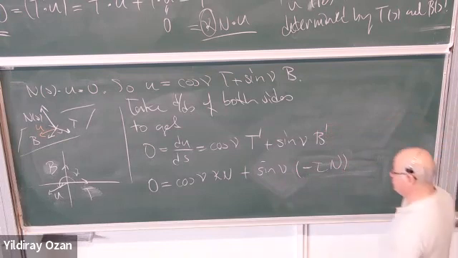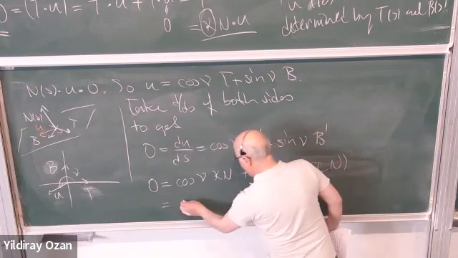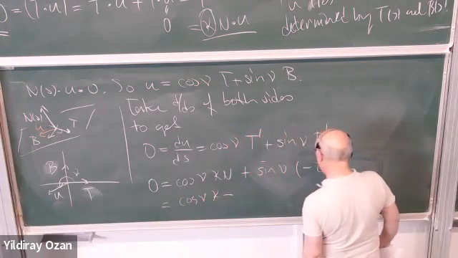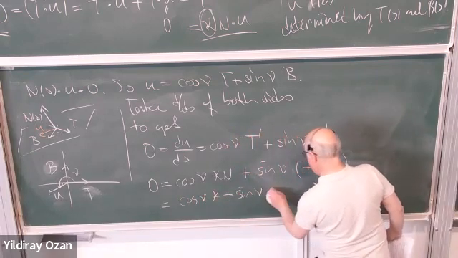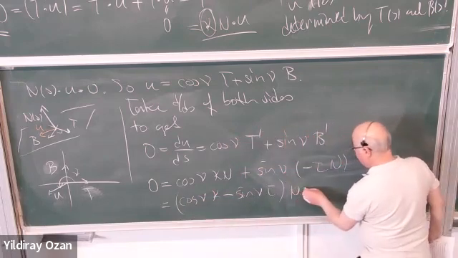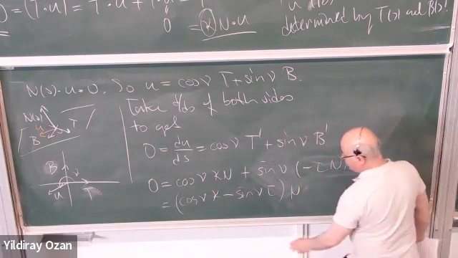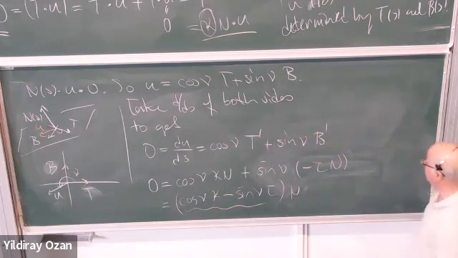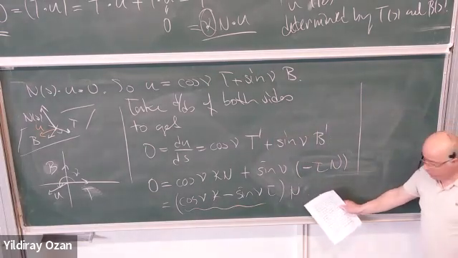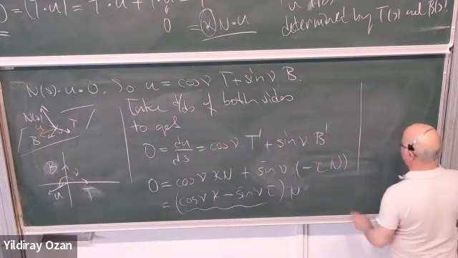Alright. So N is a vector, and I have cosine V kappa minus sine V tau times the vector N is 0. This implies this coefficient must be 0, because N is a unit vector, it is never 0. Therefore, if this quantity is 0, this coefficient must be 0.